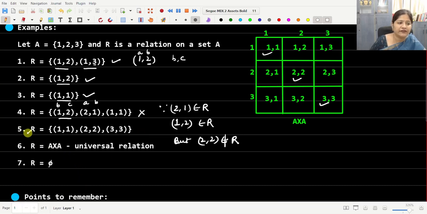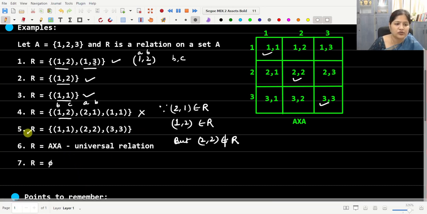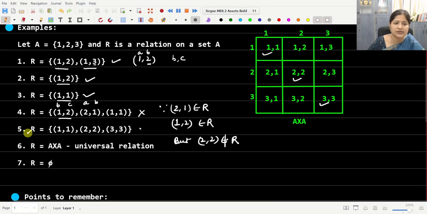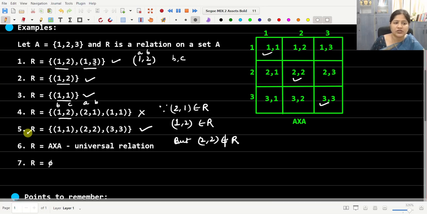Now we will move to the fifth example, which is {(1,1), (2,2), (3,3)}. We do not have any problem with the diagonal pairs. They are allowed in the transitive relation. So yes, this is a transitive relation. This particular relation was reflexive, symmetric, and antisymmetric also. This is a transitive relation also, right?